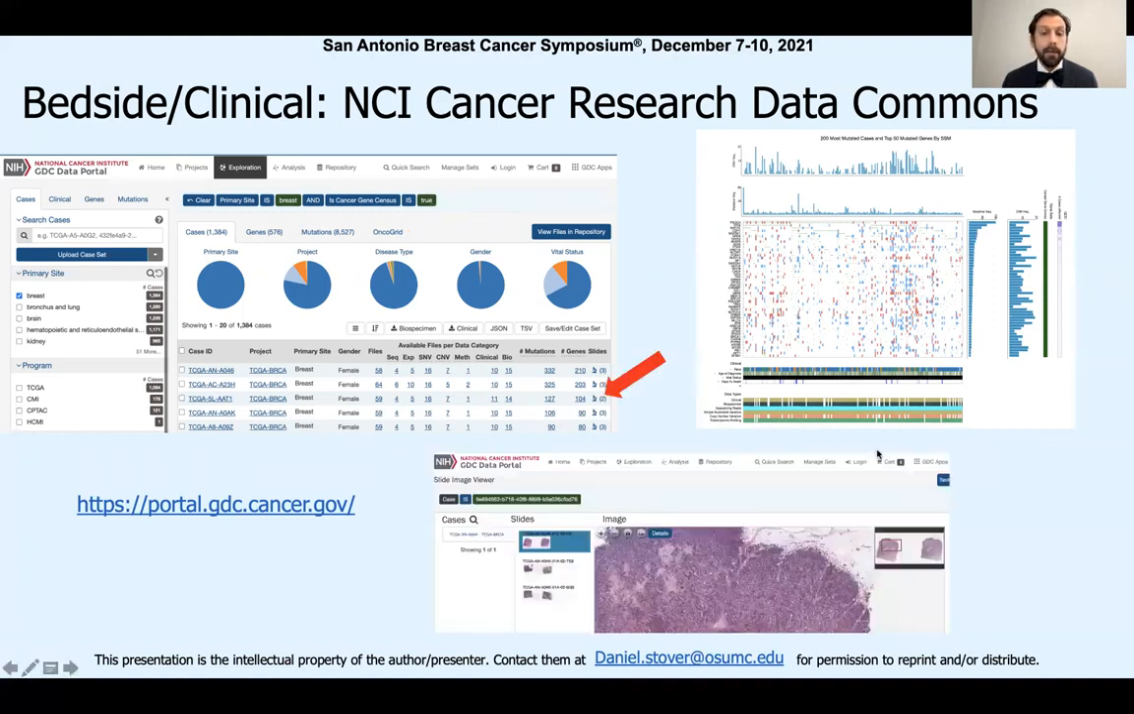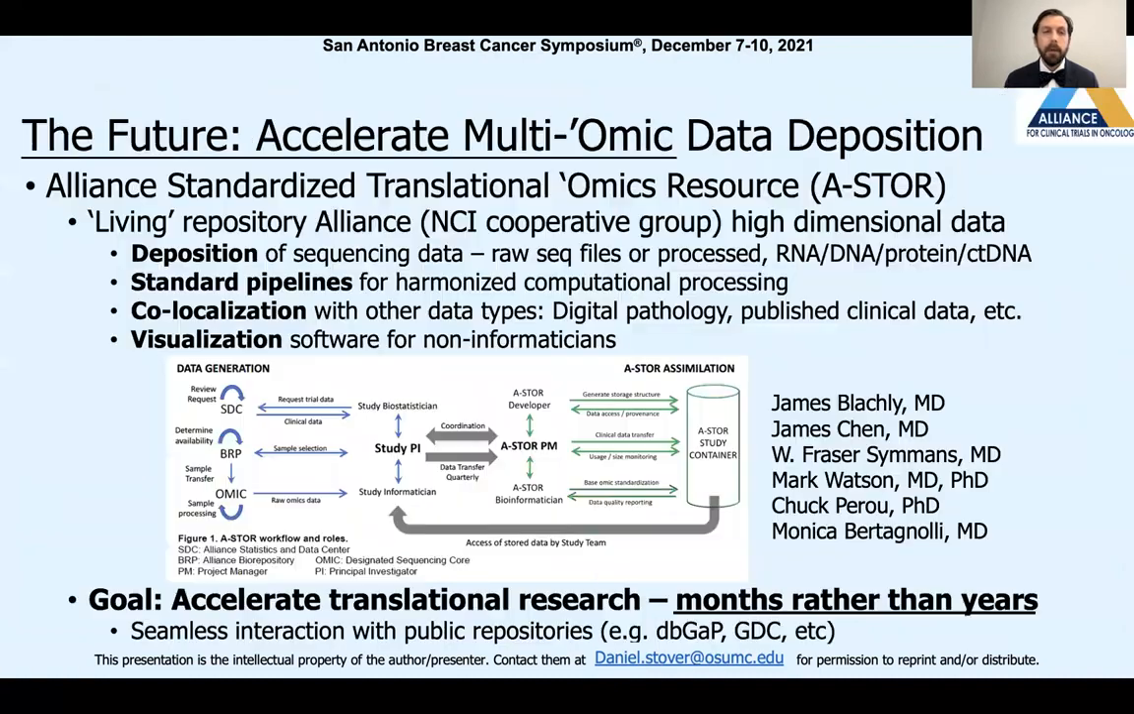I love the fact that they've also incorporated the digital pathology here, where one can just click on the slides segment and actually be able to view the H&E slide of that particular sample. The future, I think, is the acceleration of multi-omic data deposition.